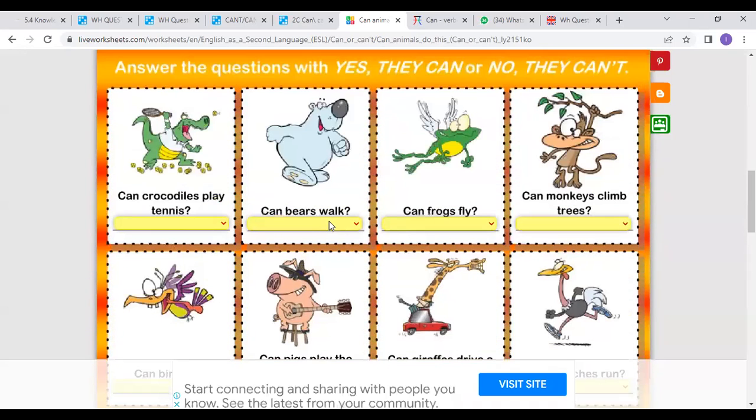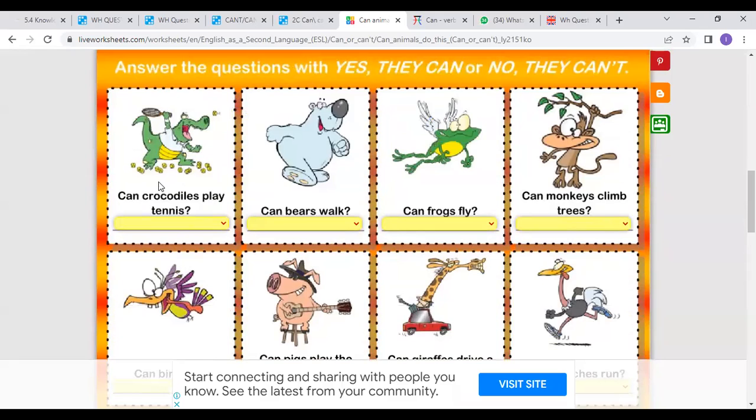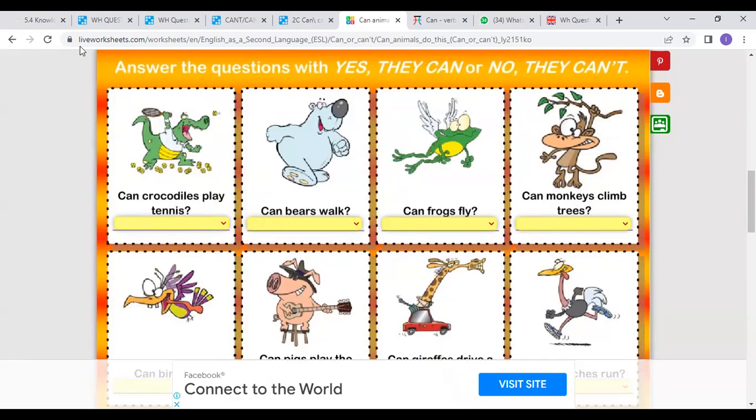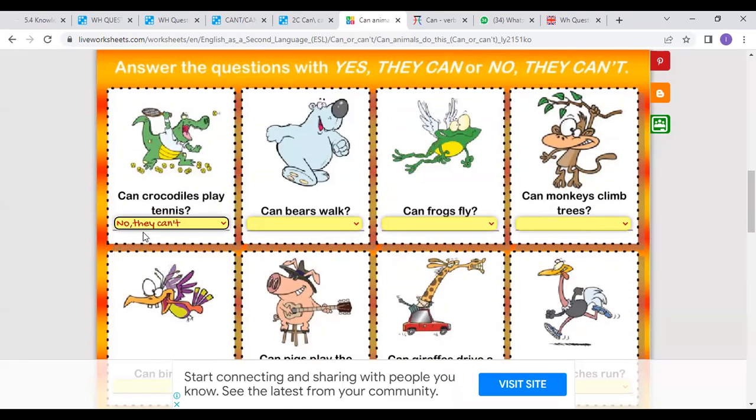In this exercise, guys, you only have to decide if it is correct or not, okay? So, for example, we have the first one: Crocodiles play tennis. Do you understand this one, guys? Can crocodiles play tennis? ¿Pueden los cocodrilos jugar tenis? No. In this case, guys, you're going to select no, they can't. ¿Por qué sería they, guys? ¿Por qué they? Porque dice ellos. Cocodrilos. Exactly.